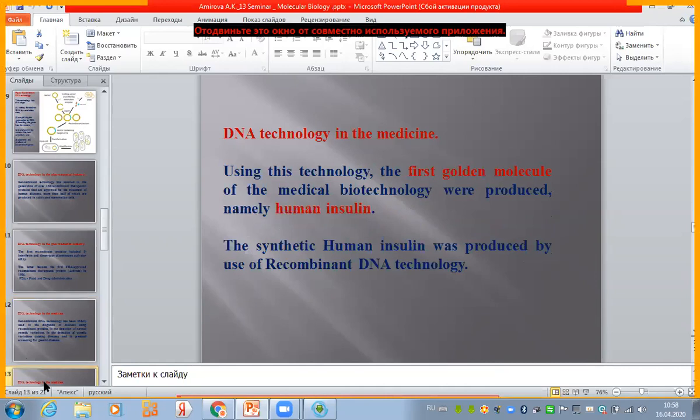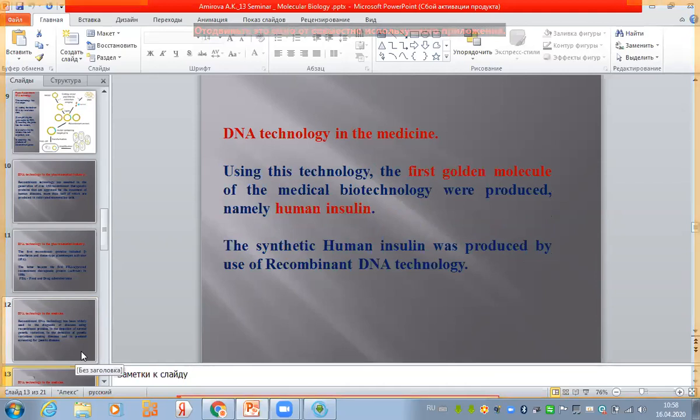DNA technology in medicine. Using this technology, the first golden molecule of medical biotechnology was produced, namely human insulin. The synthetic human insulin was produced by use of recombinant DNA technology.